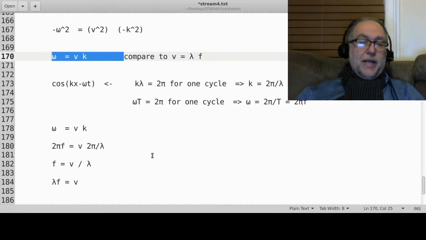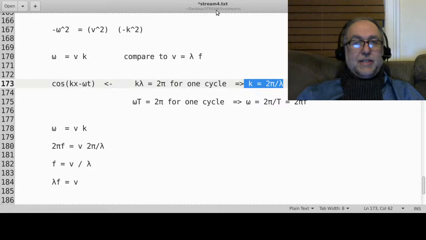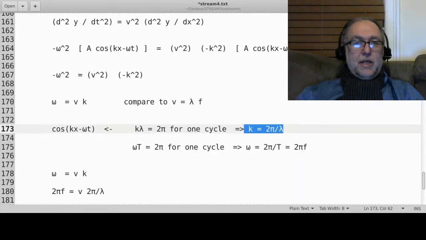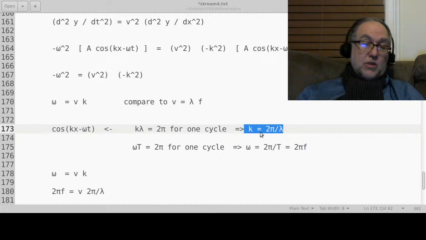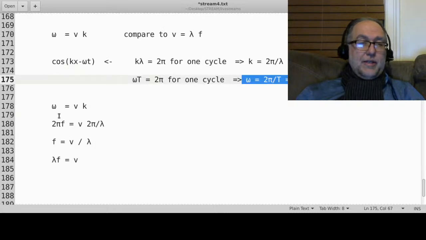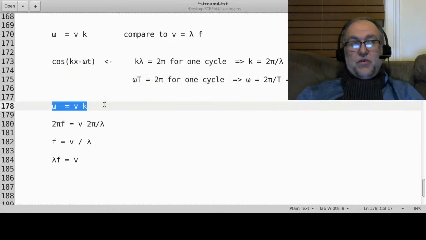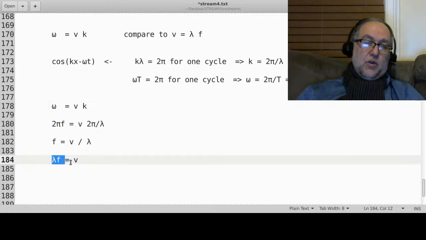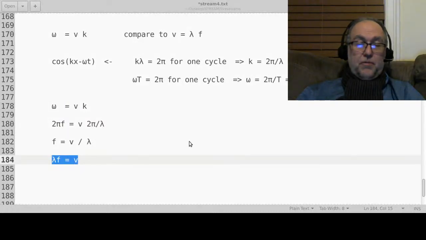And what's the relationship between the wave number and lambda? Well, that's the relationship. And what's the relationship between the angular frequency and the linear frequency? Well, there it is right there. And then finally, you should know that this equation, when you switch from the angular quantities to their linear quantities, will give you that equation. Okay, so that's it for the calculus part.